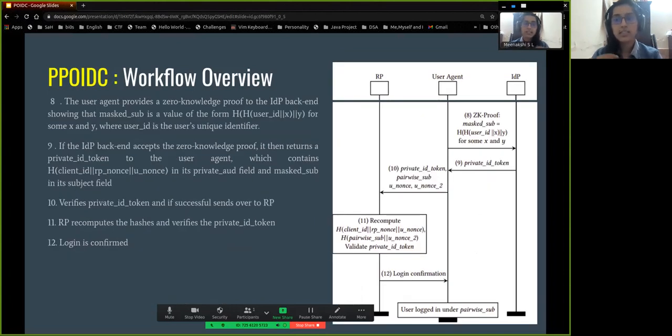Now in step 8, the identity provider would use a zero knowledge proof to check that the user ID is indeed in that hash for some x and y. And after verifying that, the private ID token is returned, and the private ID token, pairwise sub, and U nonce are sent back to the RP. Now this is recomputed at the RP as the hash of client ID, RP nonce, and U nonce, and the hash of the pairwise subject ID, and it's validated, and the login is confirmed. The user will be logged in as pairwise, using the pairwise subject ID.